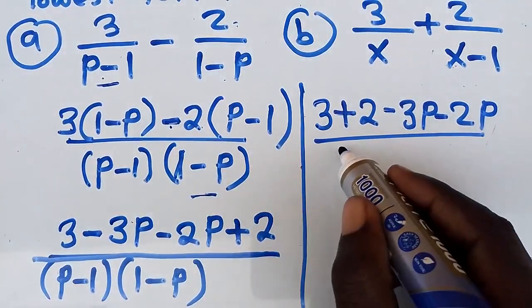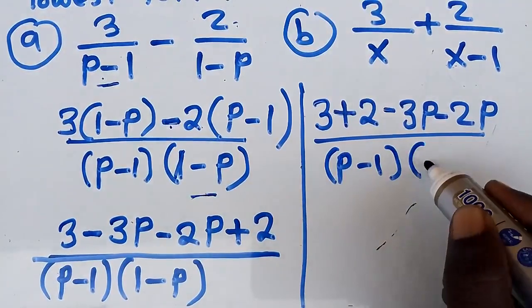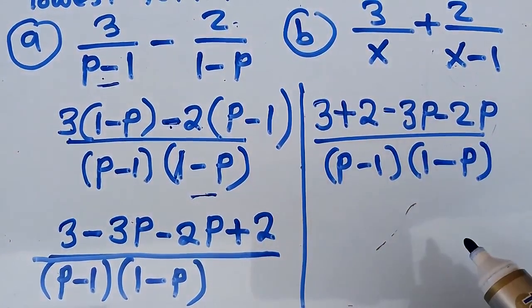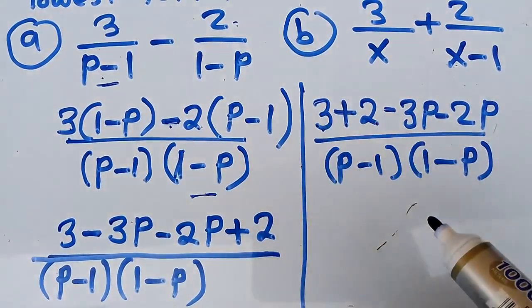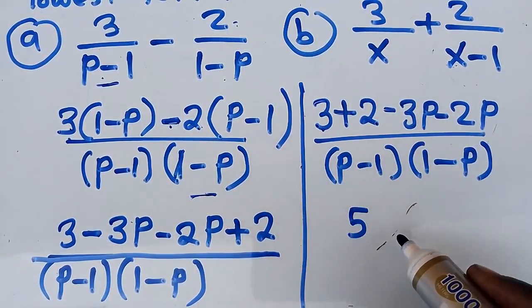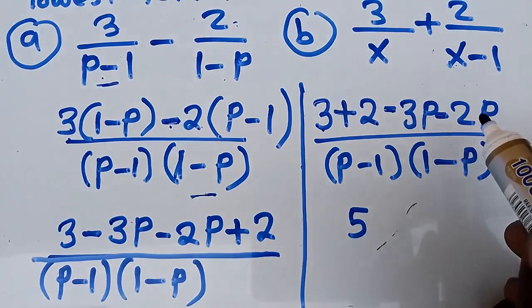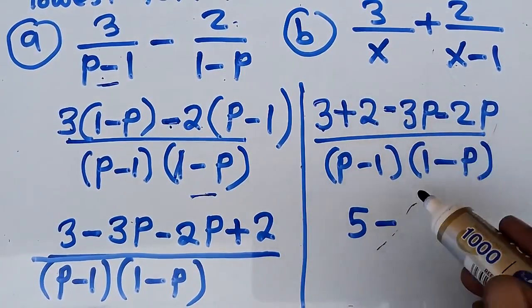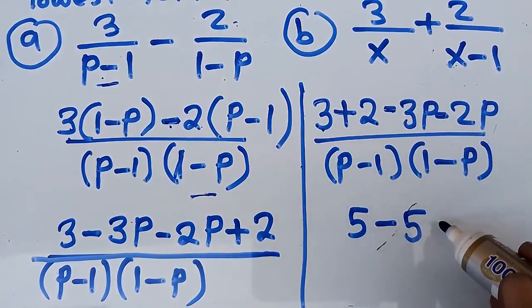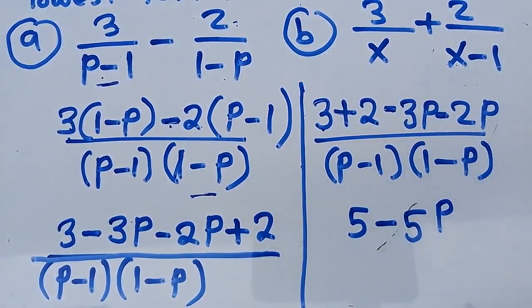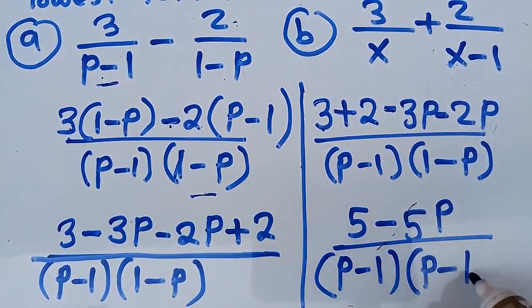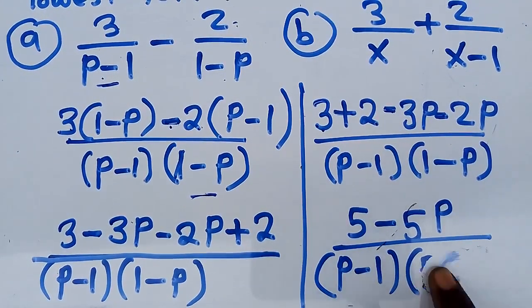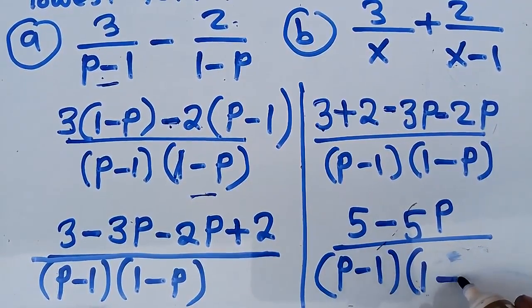Then I say over. Over what? P minus 1, 1 minus p. This is what I'm going to do. Then I say this is equal to what? What is 3 plus 2? It is 5. I say 5. Then negative, you add. So if you add there, you're going to get 5p. Have you seen? Then you say over. Over p minus 1. Then you say p minus 1 over 1 minus p.